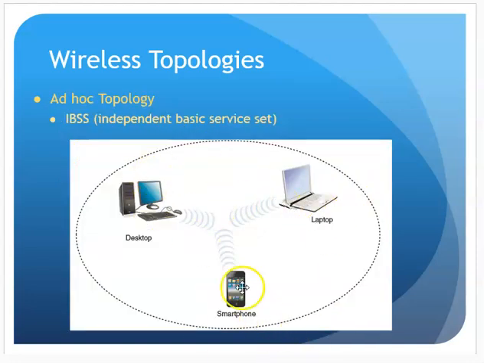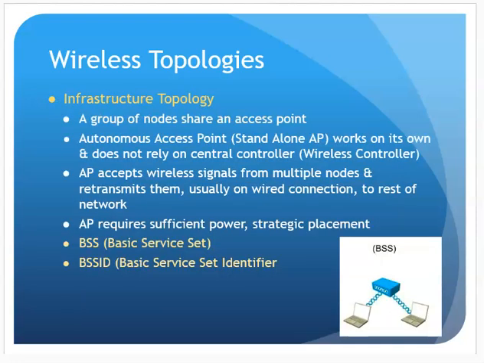And this would be your ad hoc, where there's no access point you're using, you're literally connecting device to device through wireless, if you will. What's more common for a lot of us is using some sort of infrastructure topology, where we're using an access point as the middleman or the connection point between our devices. So I would have an access point where a bunch of devices are sharing that to get access to the network to move data or get out to the internet, if you will.